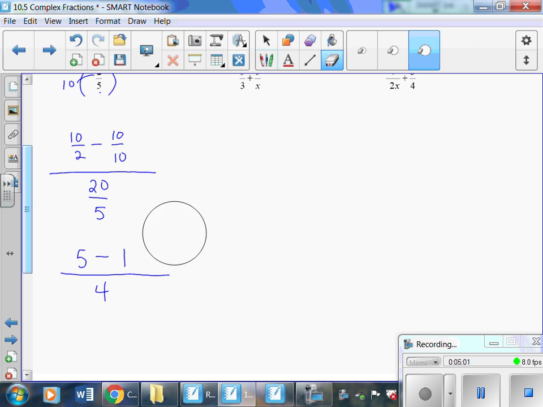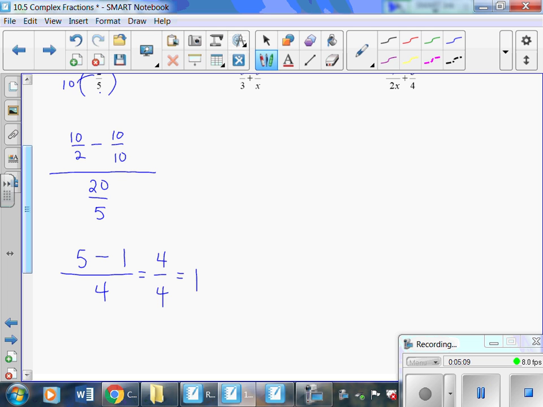So we're going to reduce that. I'm just going to make some room over here. And 5 minus 1 is 4 over 4. So this entire fraction reduces to 1.